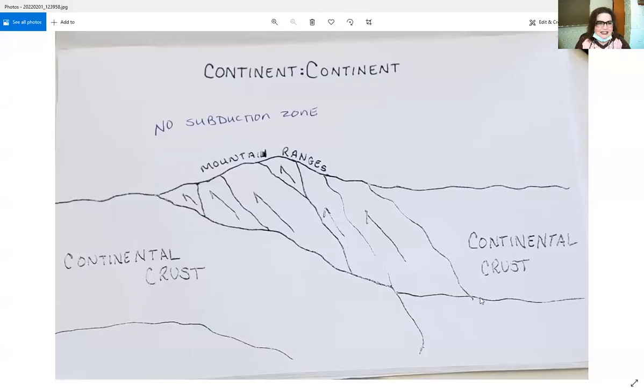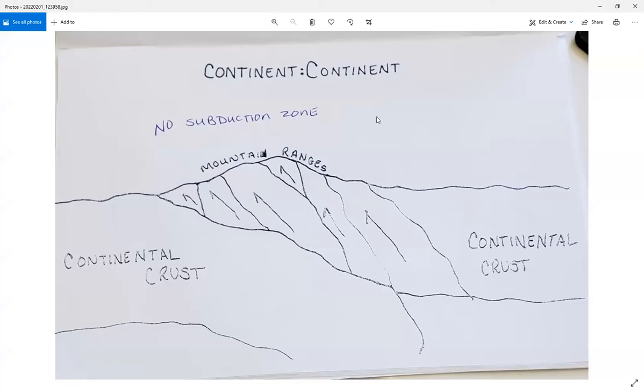The last part of that, I guess it would help if I shared the picture, is going to be a continent to continent convergence. And it looks just like this. So you will see two continents coming together and they're going to push up. That's what those arrows are showing. One of the continents is going to ride up on top of the other one.